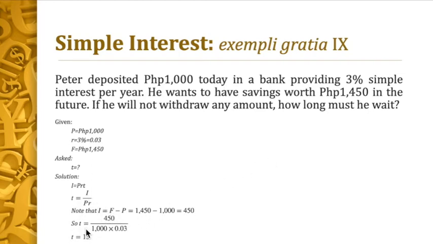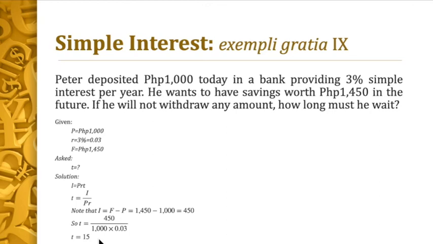So using the formula above, we have 450 divided by, open parenthesis, 1,000 times 0.03, close parenthesis. The answer is 15. So what does that mean? Again, our time is in years. So in order for Peter to gain 450 pesos from his bank account, where he deposited only 1,000 pesos, it will become 1,450 pesos in a span of 15 years. In a span of 15 years, you will gain 450 pesos as interest.